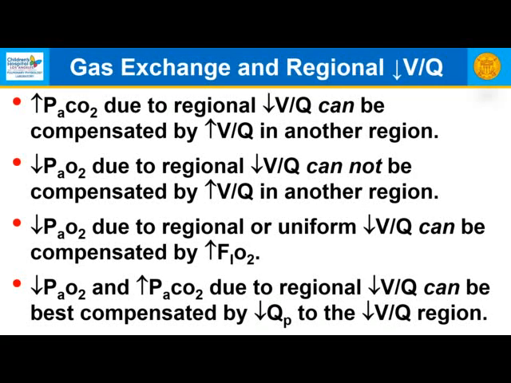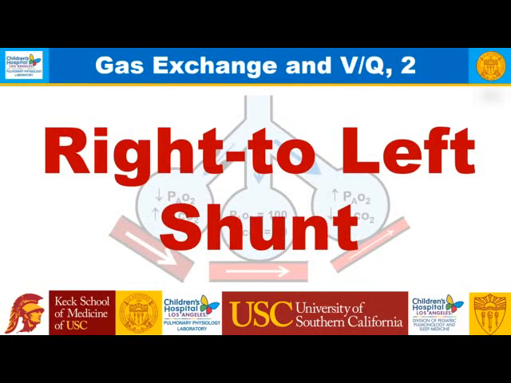Increased arterial CO2 due to regional decreased VQ can be compensated by increasing VQ in another region. However, decreased PO2 due to regional decreased VQ cannot be compensated by increasing VQ in another region. Decreased PO2 due to regional or uniform VQ can be compensated by breathing supplemental oxygen. But both decreased PO2 and increased PCO2 due to regional decreased VQ can be best compensated by decreasing perfusion to the area where ventilation is also decreased. We're not, unfortunately, able to do that in medicine, but that would be the ideal physiologic solution.